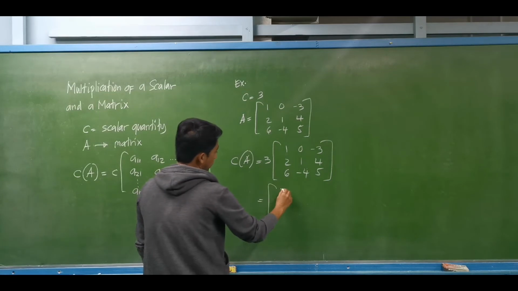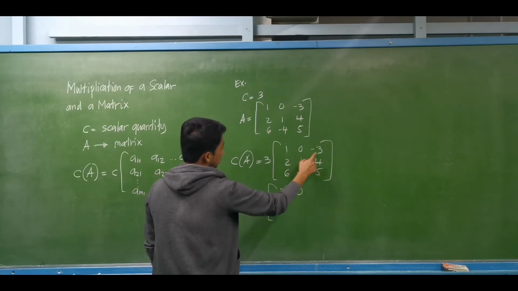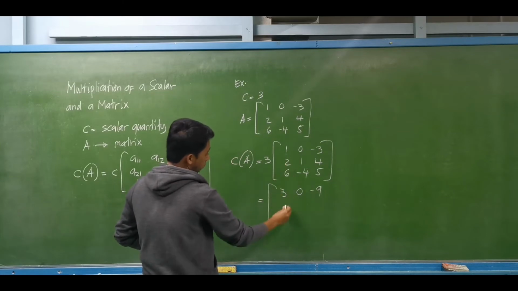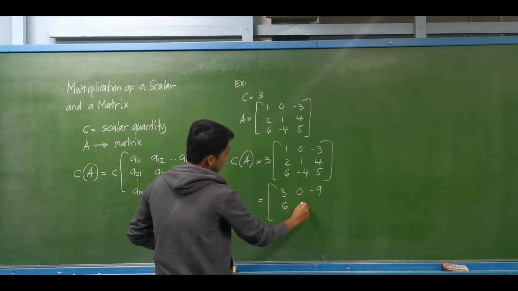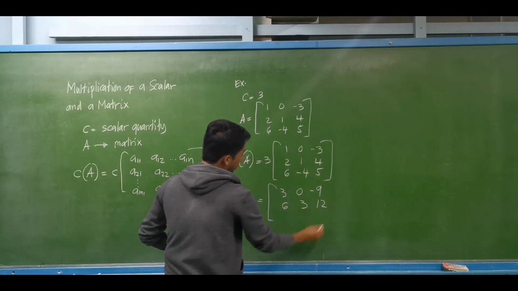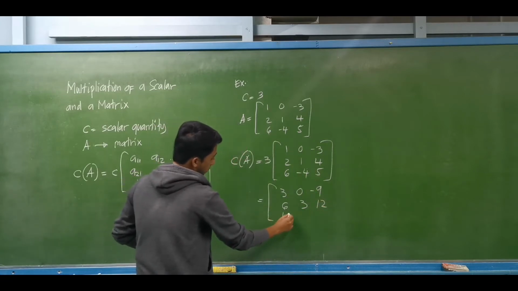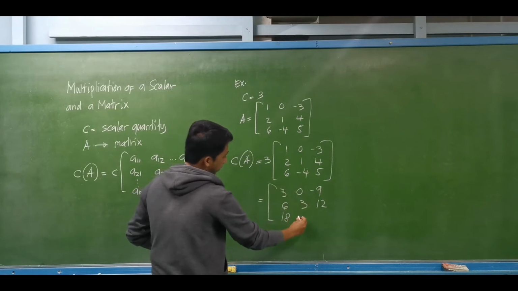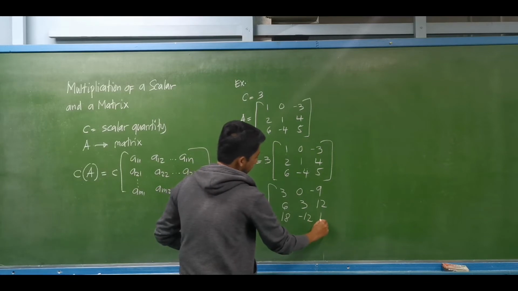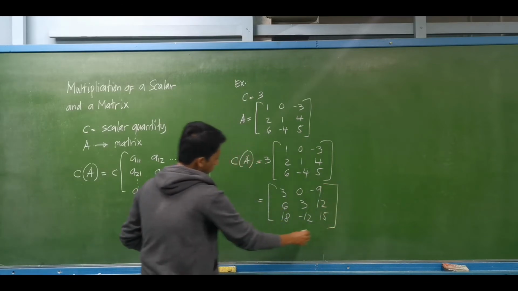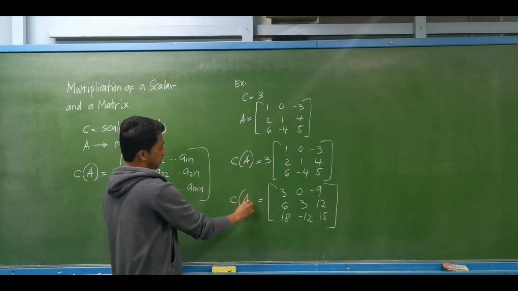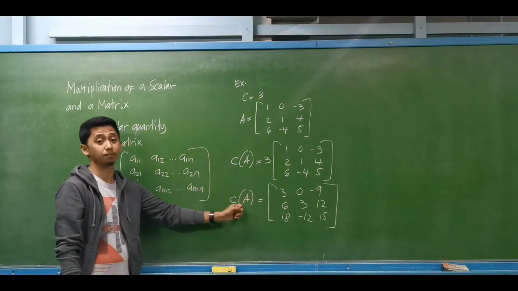This is 3 times 1, we have 3, 0. 3 times negative 3 is negative 9. 3 times 2 is 6. Positive 3. 3 times 4 is 12. 3 multiplied by 6 is 18. 3 multiplied by negative 4 is negative 12. And 3 multiplied by positive 5 is positive 15. So this is the equivalent of the product of the scalar quantity C and matrix A. So this will be our answer.